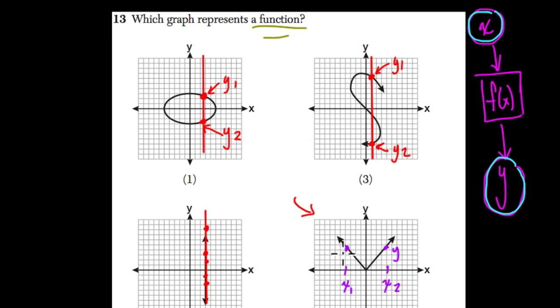They both map us onto the same y value, but that's okay, because in a function you can have multiple x values all leading to the same y value, but you can't have the reverse. You can't have one x value leading to many different y values. That's how we define a function. And in this case, this graph is the only function here.